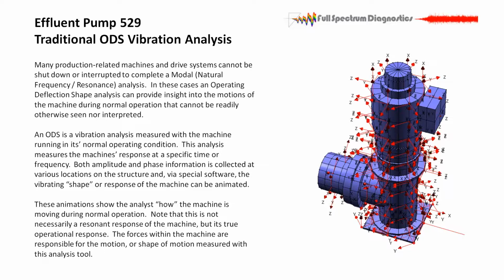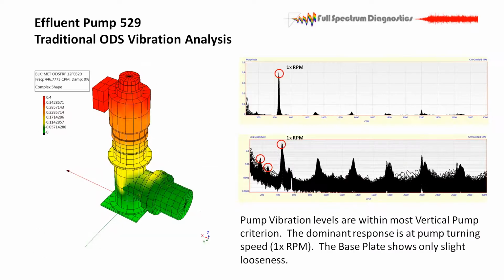It's taking a frequency spectrum, and I get phase all the way across the spectrum. So this is one of those cases where you have a machine that can't be shut down, and you want to see how it's moving while it's operating under its own forces. This is the first mode.